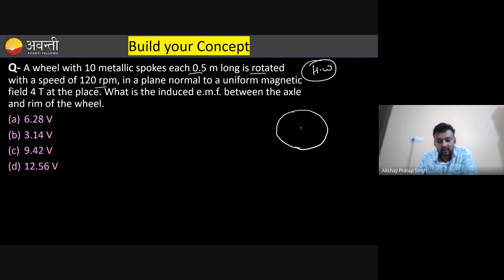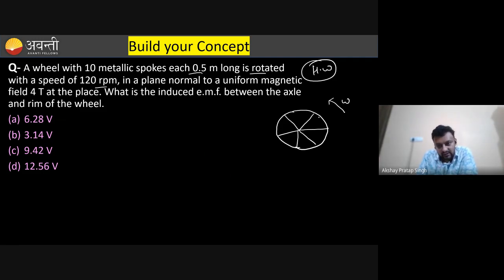I am just drawing a few of them, not all 10 spokes, for simplicity. One spoke, two, similarly you can draw three, four, five, six. I am not counting the numbers, whether it is 10 or whatever. Let's suppose this is a wheel which contains some spokes, rotating with some angular velocity. Let's suppose its angular velocity is omega.